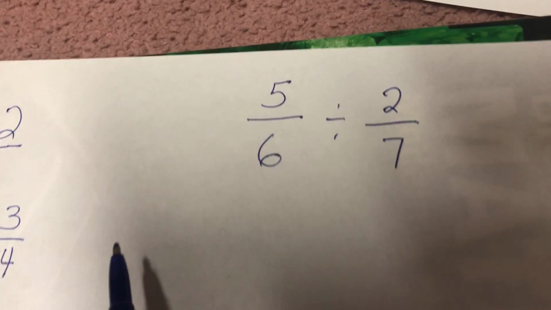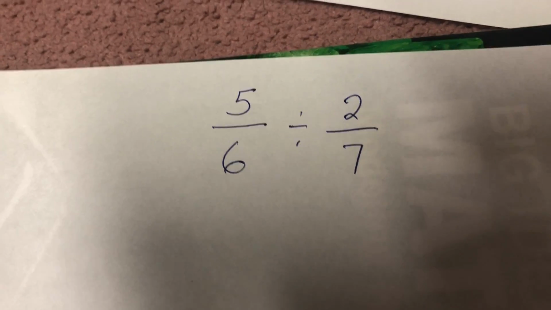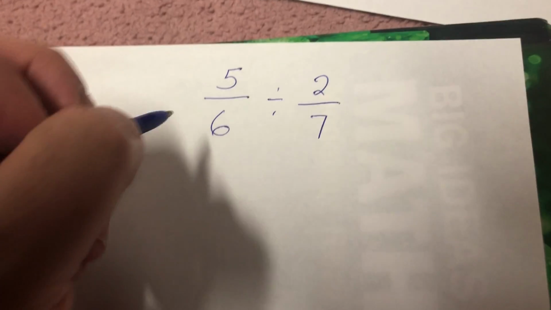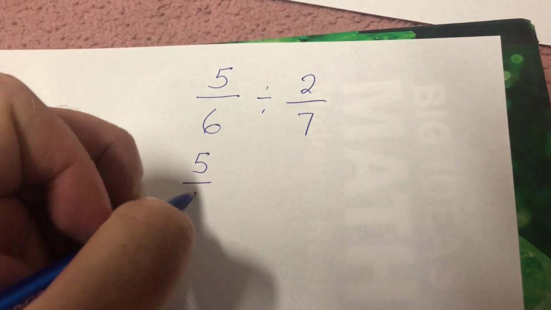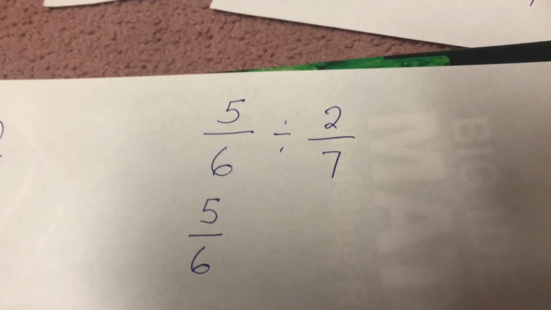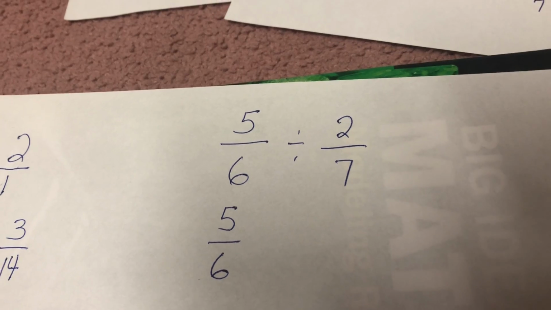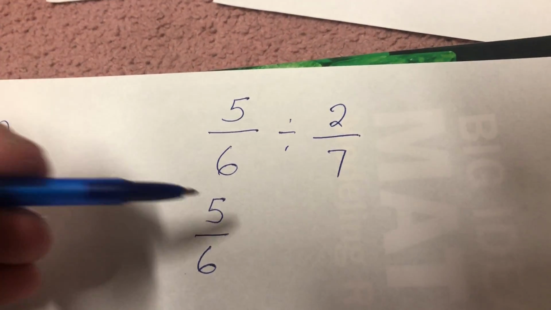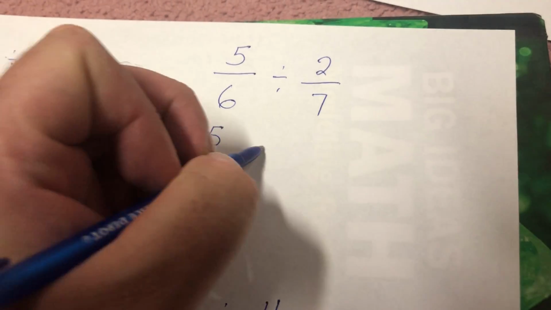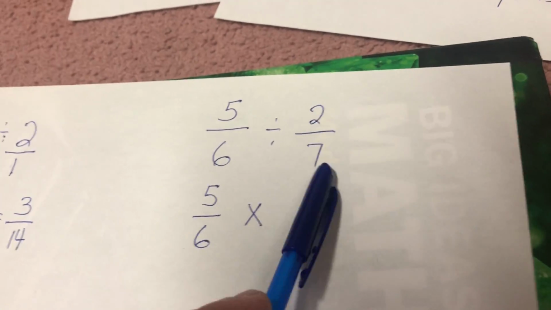Moving along to number 2, 5 over 6 divided by 2 over 7. So this is how I like to think about it. The first fraction, 5 over 6, stays the same. Everything's already a fraction, so there's nothing to change. No whole numbers to turn into fractions. No mixed numbers to turn into fractions. First fraction, 5 over 6, stays the same. The division sign becomes a multiplication sign.